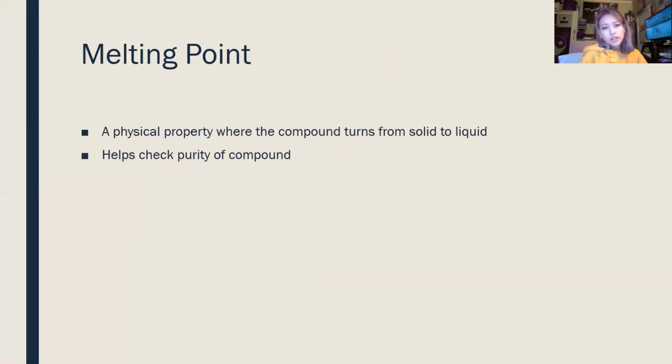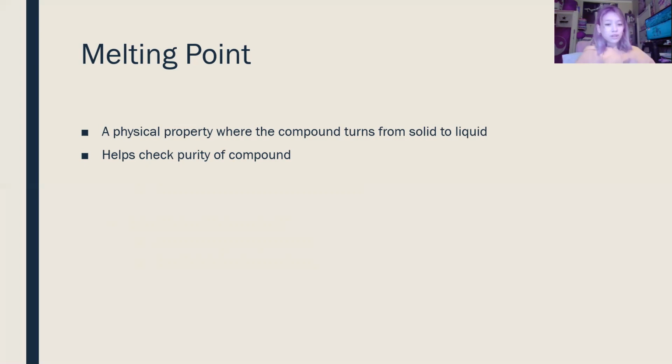So another way for us to figure out if our compound is pure is the melting point. Obviously, the melting point is when the compound turns from solid to liquid. A lot of times we like to test our samples by finding the melting point, because we want to see how pure the compound is. Like benzoic acid, for example, for this experiment, there's going to be a specific melting point of benzoic acid.